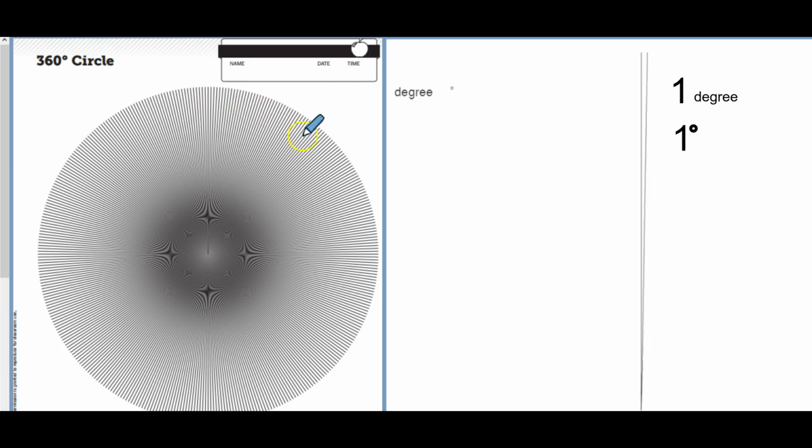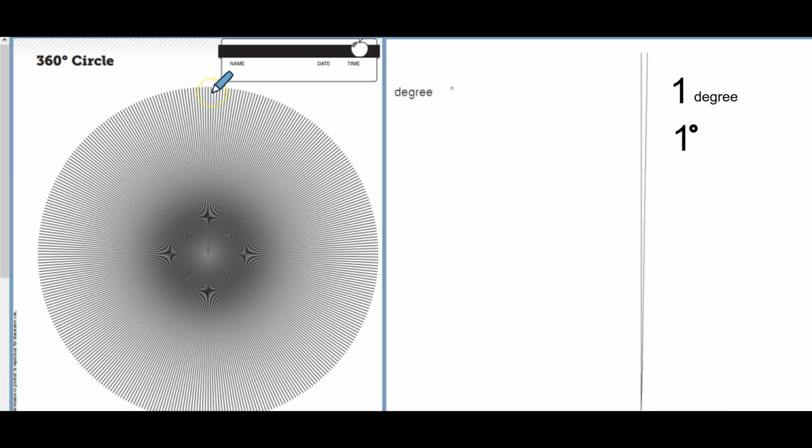So, this is a circle, and the circle is 360 degrees. A degree, that is the symbol for degree. A degree is the unit of measure that we use when we're measuring angles. These two lines here that come together and meet at a point here, this is 1 degree. I can write it with the symbol for degree, 1 degree.